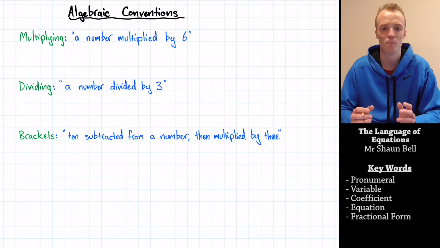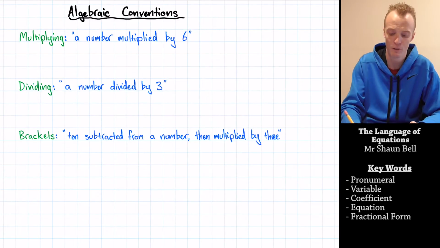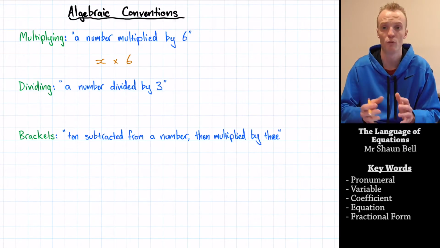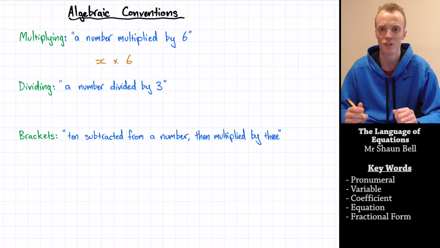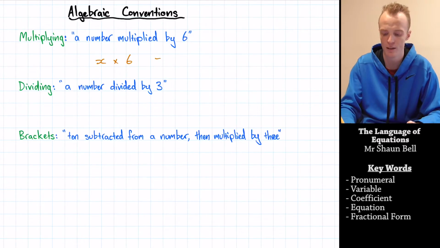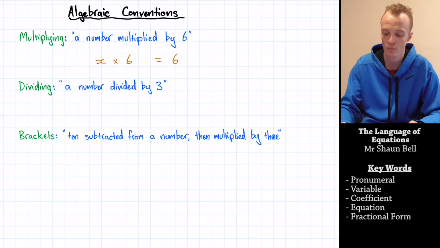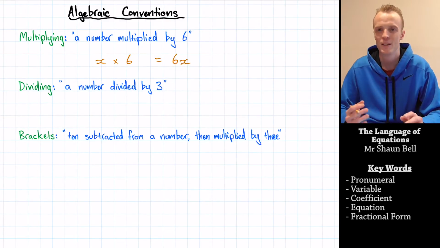Well, the first one was multiplying. And we read statements like a number multiplied by 6, which we could write as x multiplied by 6. Now, if we have a number and a pronumeral multiplied with each other, the conventions in mathematics say that we need to represent this as the number first, which becomes what we call a coefficient, multiplied by the pronumeral. So that's how we represent multiplication.